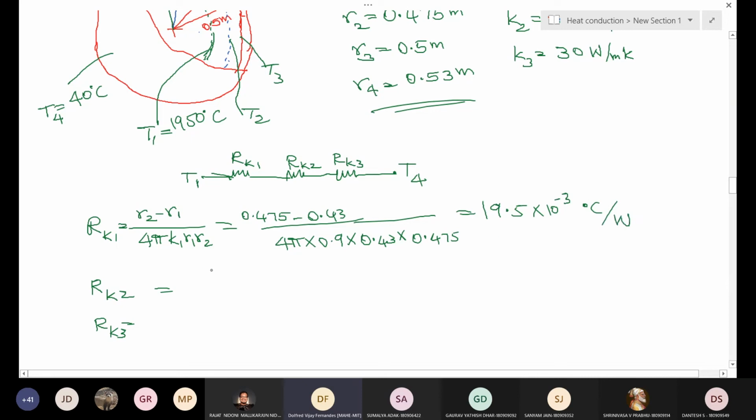Similarly, substitute. This is R3 minus R2 divided by 4 pi K2 R2 R3. And this is R4 minus R3 divided by 4 pi K3 R3 R4. Substitute the values and then tell me the value of RK2, RK3.